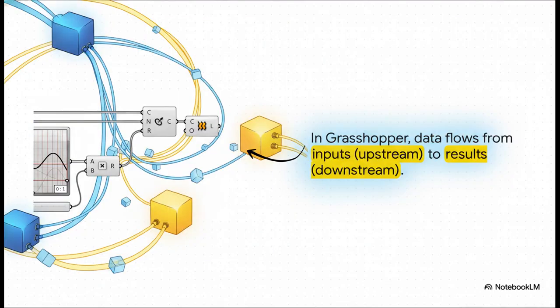Instead of typing commands, Grasshopper is all visual. You have these little components that you connect with wires. Data literally flows from left to right, from upstream inputs to downstream results. Each component takes in data, does something to it, and spits out a new result that flows into the next component. It's how you turn a set of rules into real geometry.